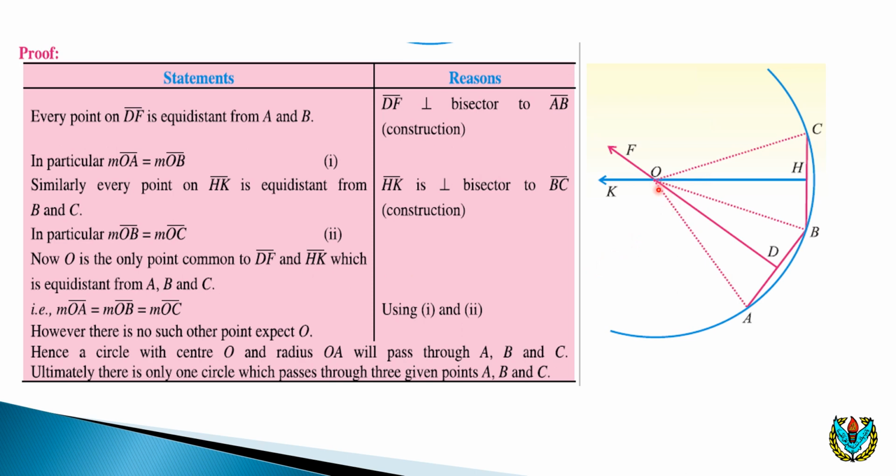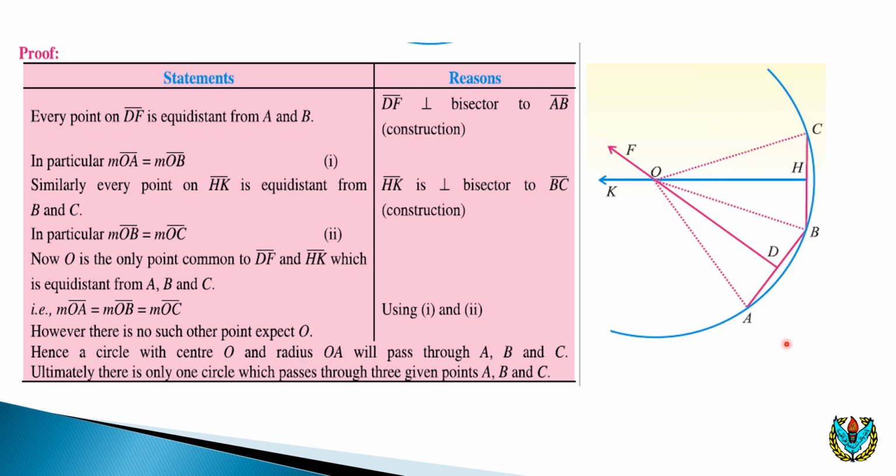O is having the same distance from A, B, and C, that is, OA equal to OB equal to OC, using 1 and 2. So we will say that there is no other point except O which is at equal distance from A, B, and C. So O is the one and only one point which is equidistant from A, B and C. O is having the same distance from three non-collinear points.